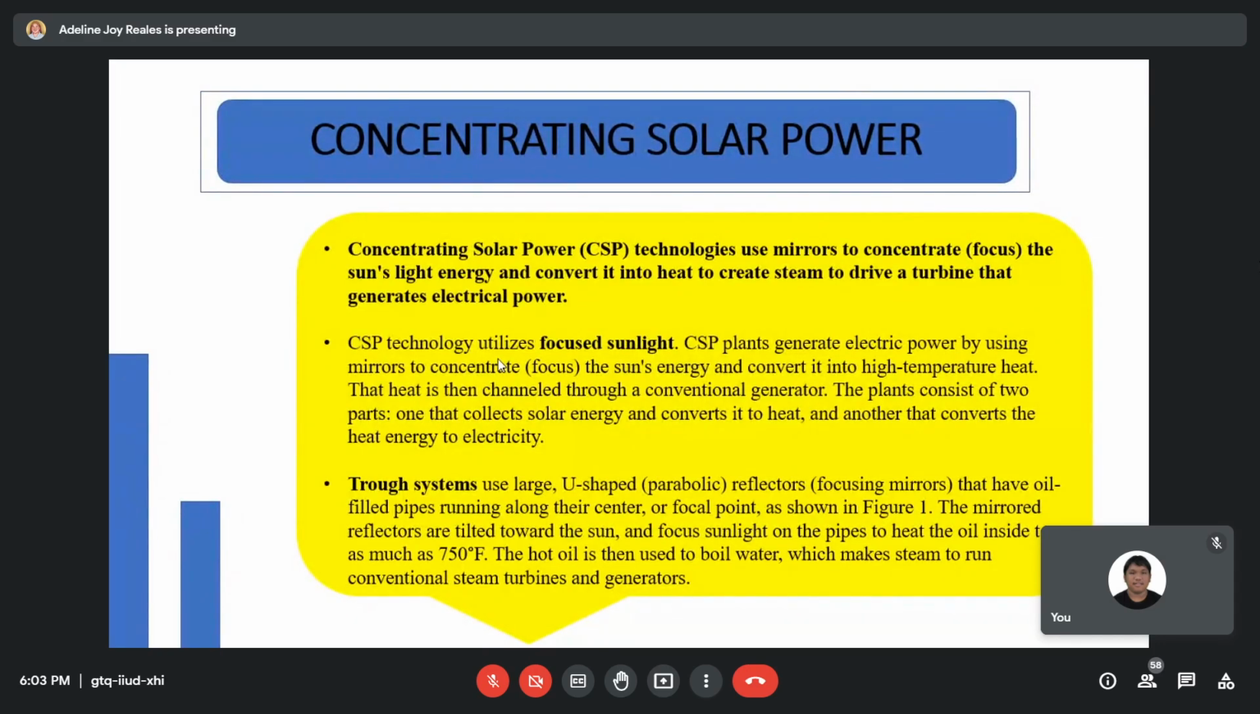Trough systems use large U-shaped parabolic reflectors, focusing mirrors that have oil-filled pipes running along their center or focal point. As shown in figure 1, the mirrored reflectors are tilted toward the sun and focus sunlight on the pipes to heat the oil inside as much as 750 degrees Fahrenheit. The hot oil is then used to boil water, which makes steam to run conventional steam turbines and generators.